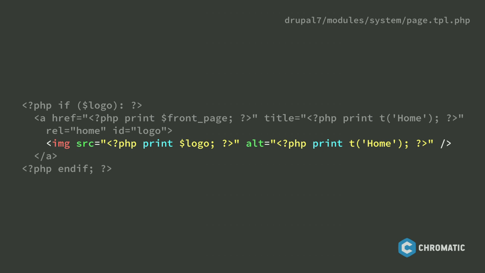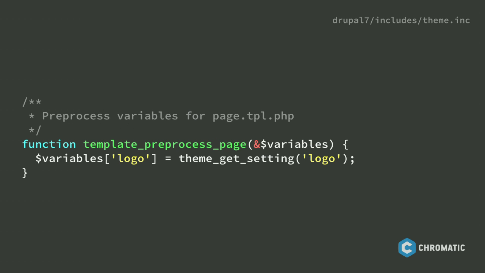So let's think about that logo variable, though. This is drastically simplified, but the logo variable is built within core's template preprocess page function. And when I say simplified, I mean I basically removed the rest of the function so we could focus on this. But this is how that logo variable is created. As you can see here, it's using the logo theme setting to figure out what the source attribute is going to be. So if you go to the appearance page for your theme, and there's a place to put in the path of your logo, that's how that gets used.